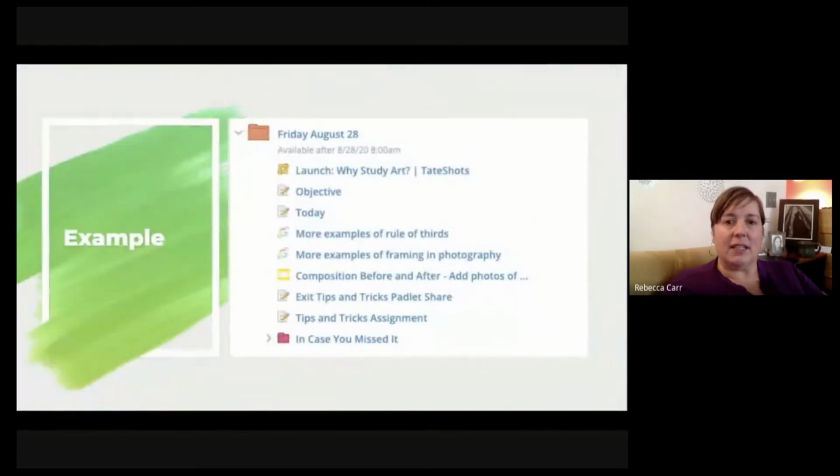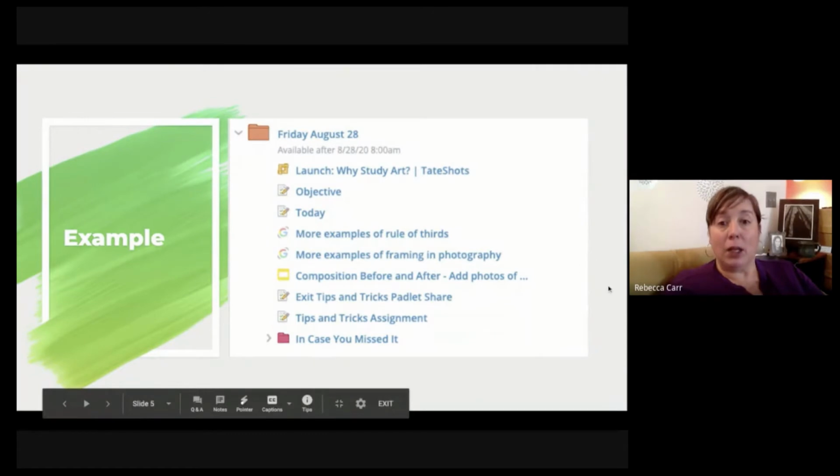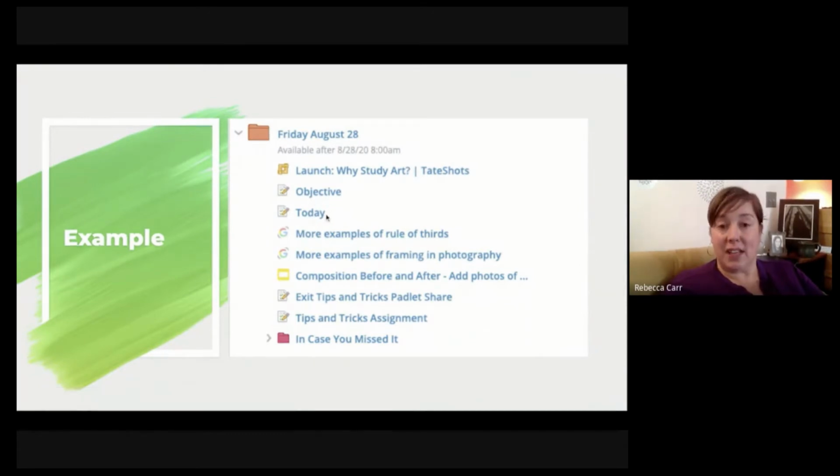So here is an example of what my class might look like in a day. We have our launch, we have our objective. Today this is a slideshow that has instructions and sometimes embedded videos and things like that. A variety of examples maybe of something I've talked about during the slideshow. The lesson, composition before and afters, adding photos, and then an exit, which was a tips and tricks Padlet share, and an extension assignment if we have any more of those 90 minutes or for them to do at home.